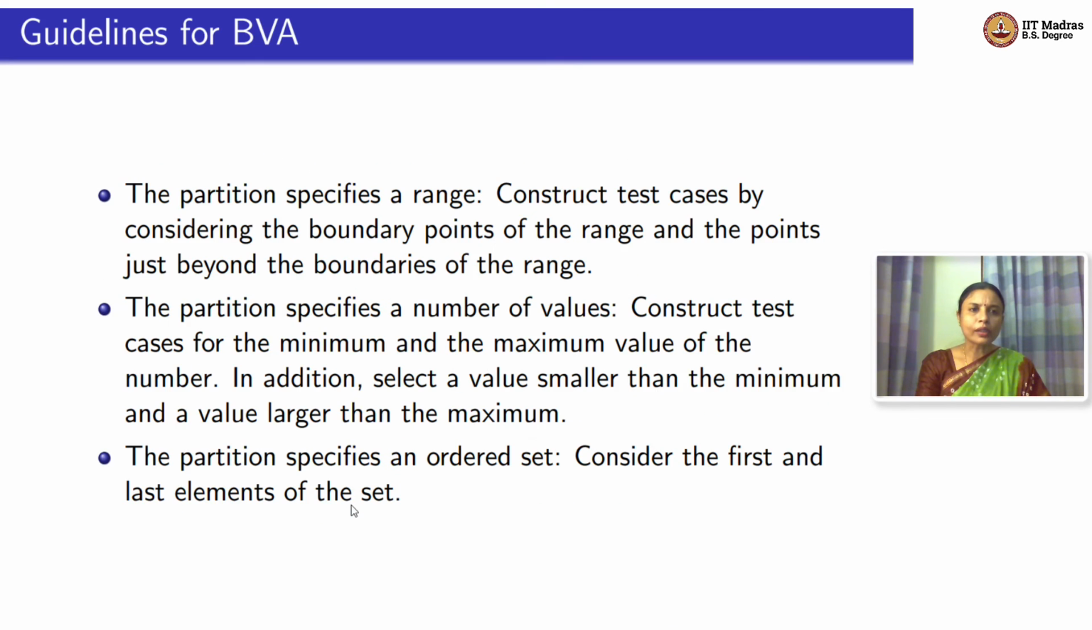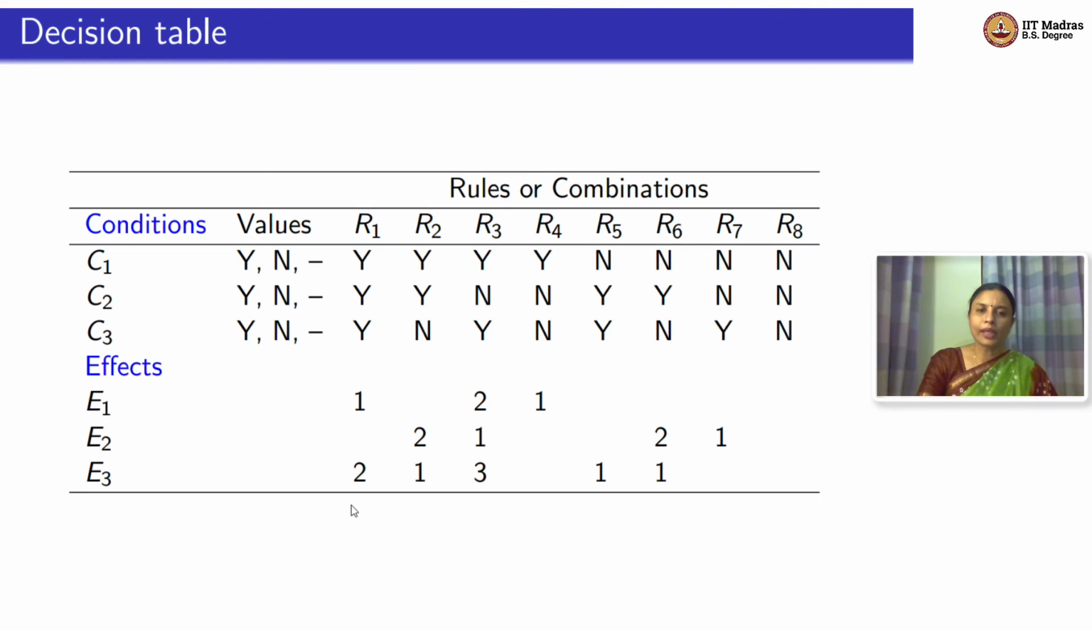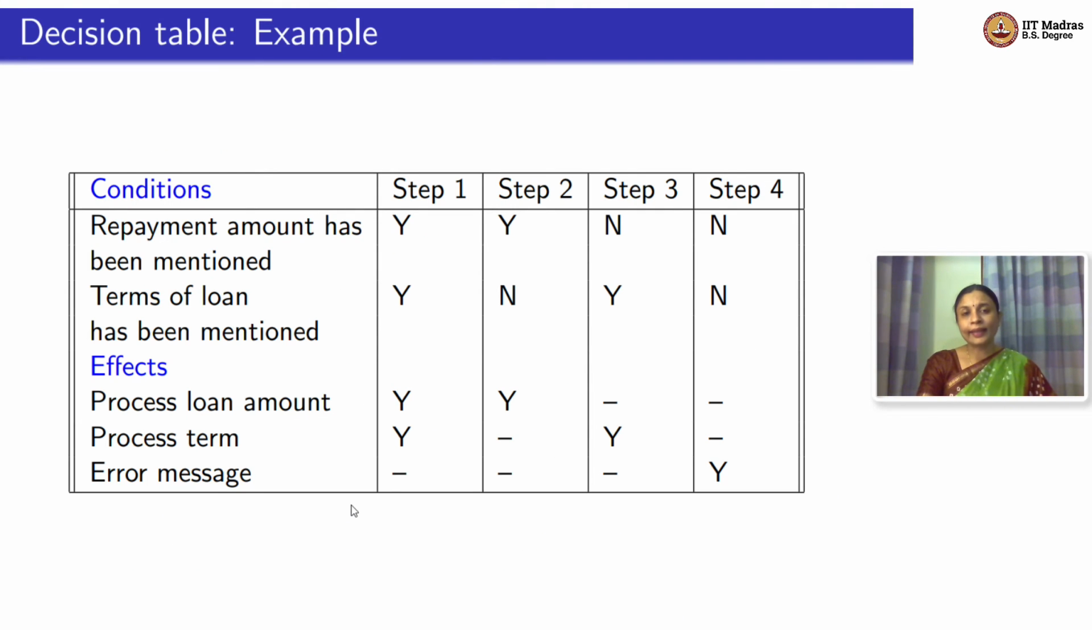I'll move on now and look briefly at the next test case design technique, which is decision tables. Equivalence class partitioning and BVA that we saw consider each input separately. We cannot consider combinations of inputs. So what will happen if we look at combinations of inputs? Decision tables are very useful to test like that. So let me again look at an example and then we will see what a decision table is.